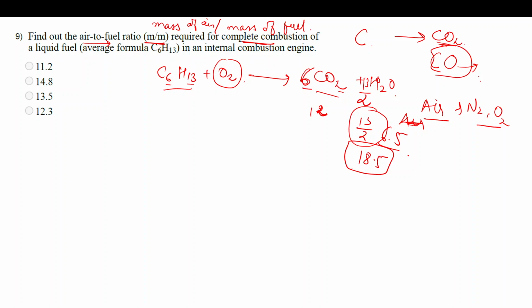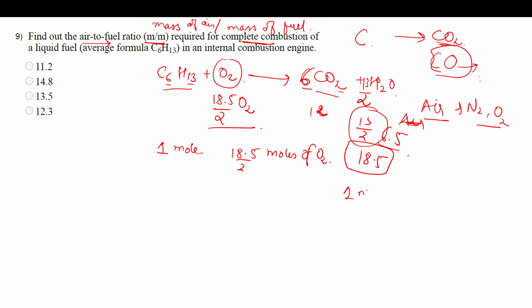And here, if we look on the LHS, each molecule has 2 atoms. So it will be 18.5 by 2 of oxygen molecules. So these are the number of moles required. Okay, so for 1 mole of fuel, you require 18.5 by 2 moles of O2, right? Now for this many moles of O2, we need air to be supplied.